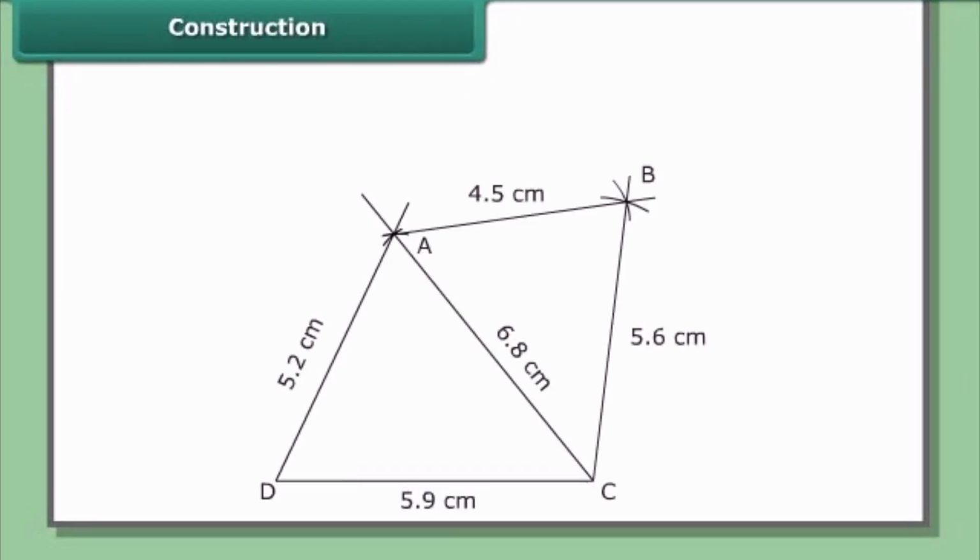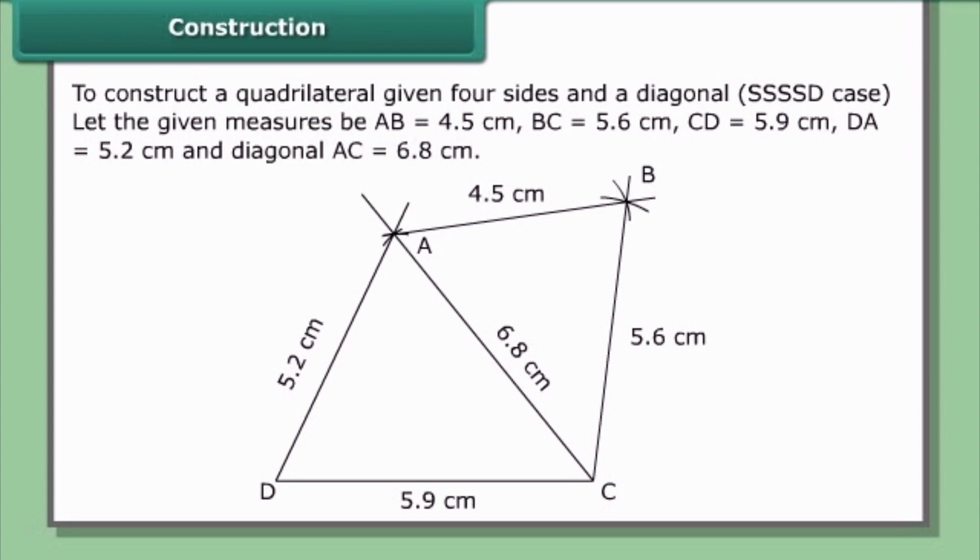Construction. To construct a quadrilateral, given 4 sides and a diagonal, the SSSSD case, let the given measures be AB equal to 4.5 cm, BC equal to 5.6 cm, CD equal to 5.9 cm, DA equal to 5.2 cm, and diagonal AC equal to 6.8 cm. The 2 triangles we can construct to complete the quadrilateral are triangle ADC and triangle ABC.